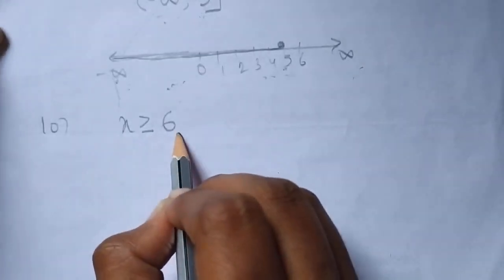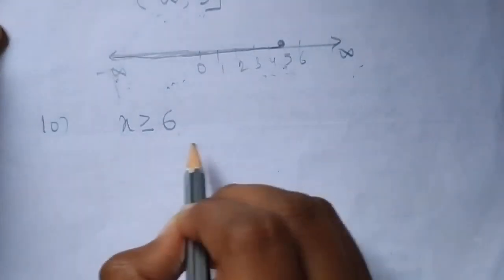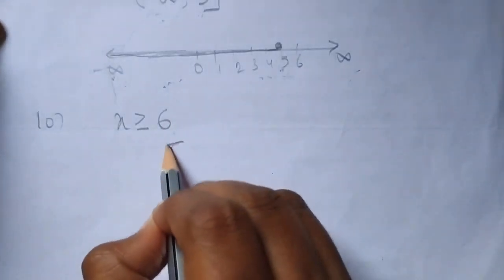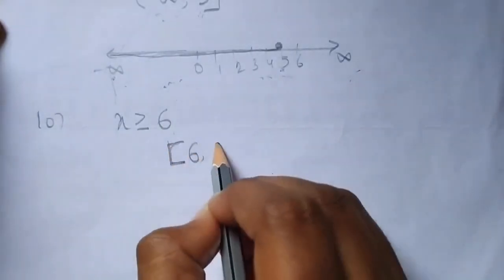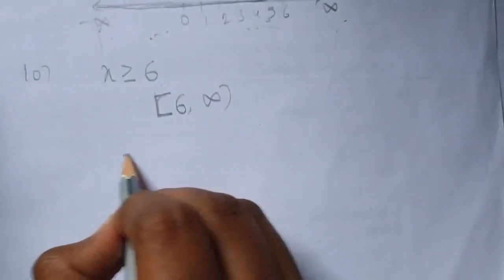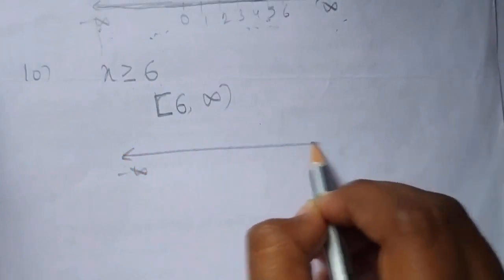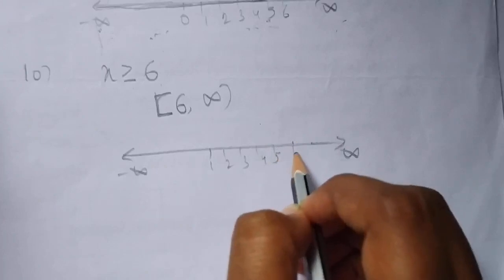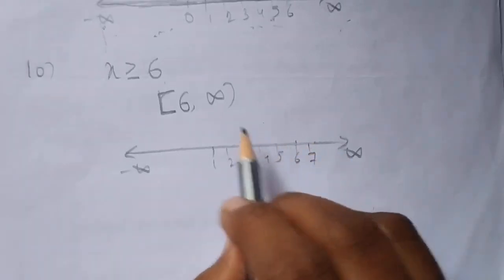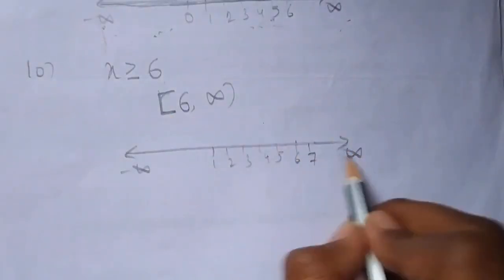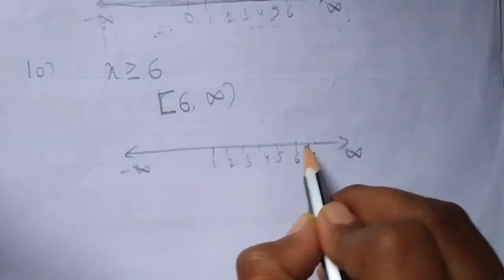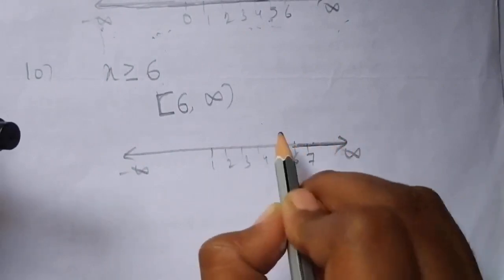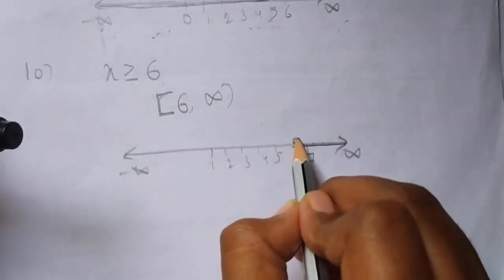All the real numbers greater than 6 and including 6, including 6 means closer towards 6, from 6 up to infinity. You can refer the number line: 1, 2, 3, 4, 5, 6, 7. The numbers greater than 6 lie to the right side of 6 on the number line. So darken the line from 6 up to infinity. 6 is also included, so darken the circle at 6.